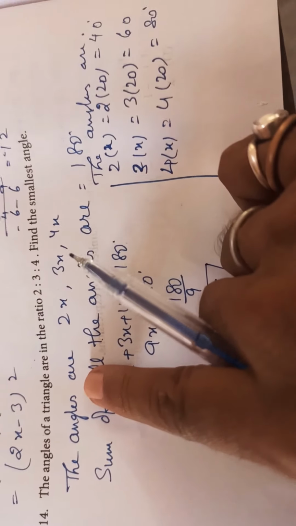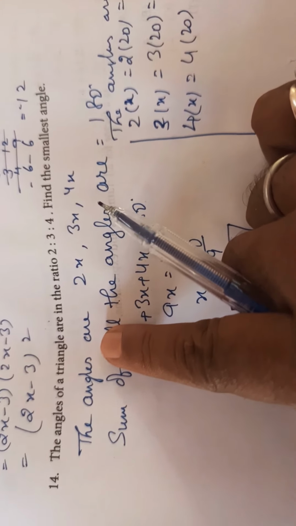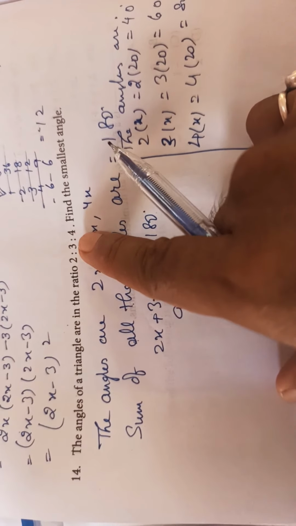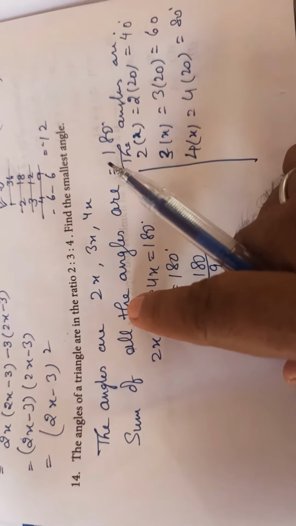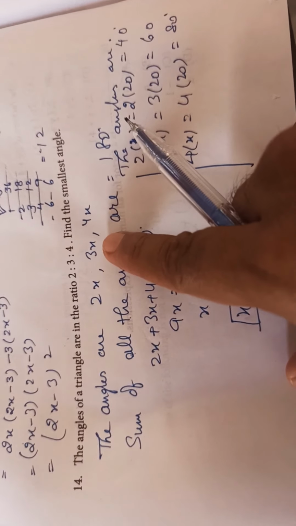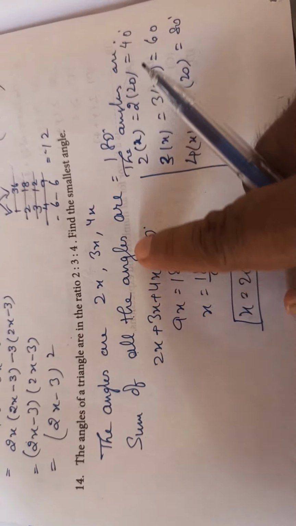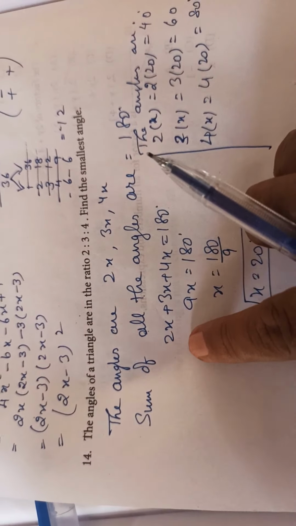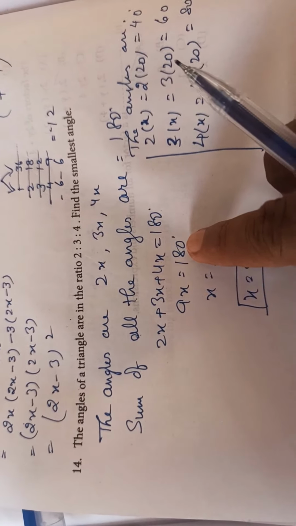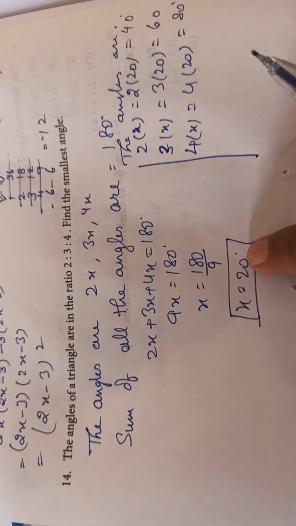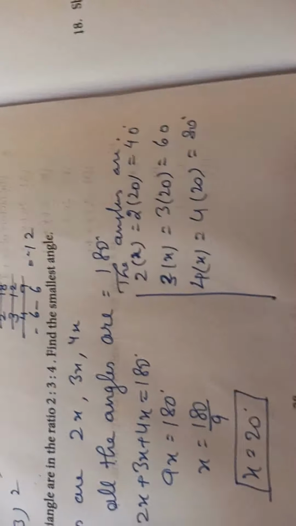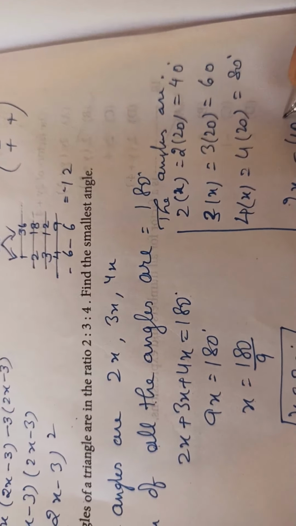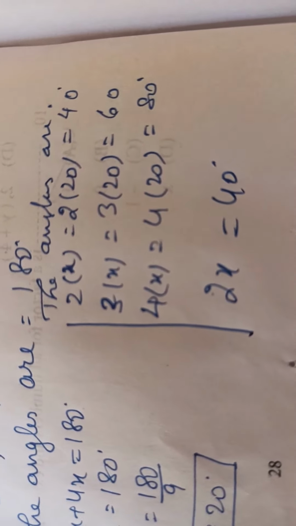The angles of a triangle, this is a very important question. These are asked in many question papers. The angles of a triangle are in the ratio 2:3:4. Find the smallest angle. So as you can see, the angles are 2x, 3x, 4x. Sum of all the angles is 180 degrees. Because they are in ratio, we write x. So we add all this, it becomes 9x, which is 180. So x equals 20 degrees. We find all the angles. Therefore, 2x equals 40 degrees is the smallest angle. 40 is the smallest angle.